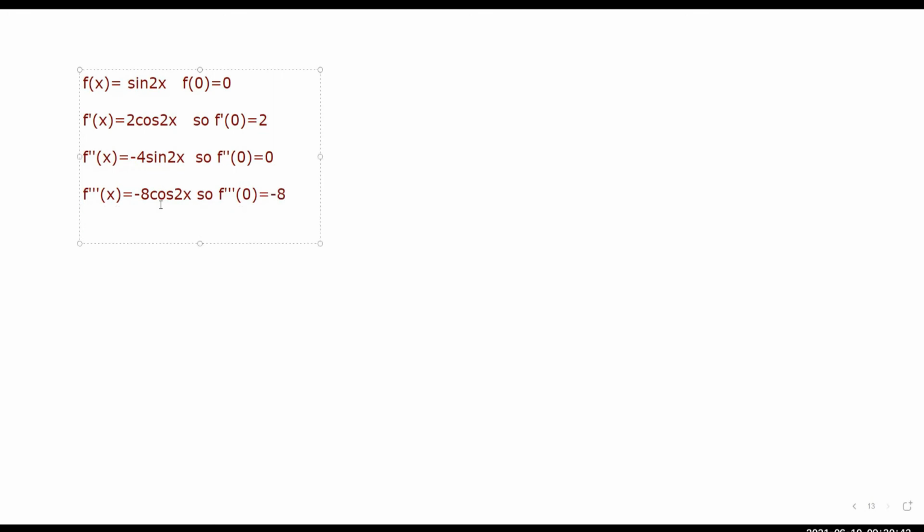Then finally, well, let's hope finally, the fourth derivative of x is going to be, when you differentiate cos, you get minus sine, so that becomes 16 sine 2x. And so the fourth derivative of 0 is just going to be 0. Finally, the fifth derivative of x is going to be, when you differentiate sine, you get cos, so that's 32 cos 2x. So the fifth derivative of 0 is equal to 32.